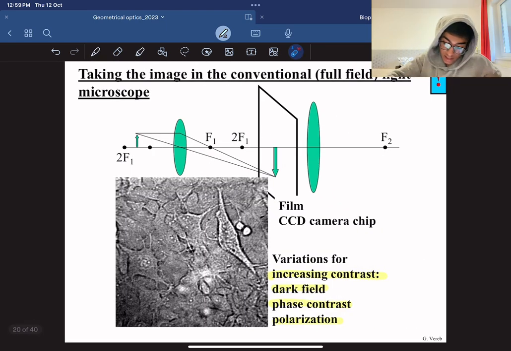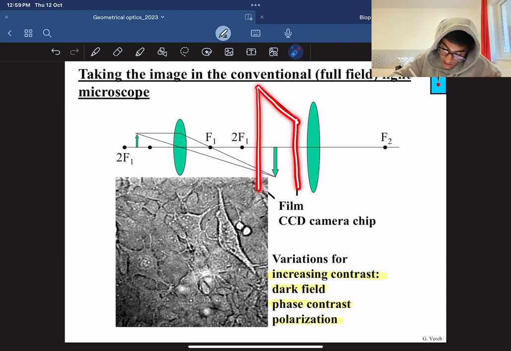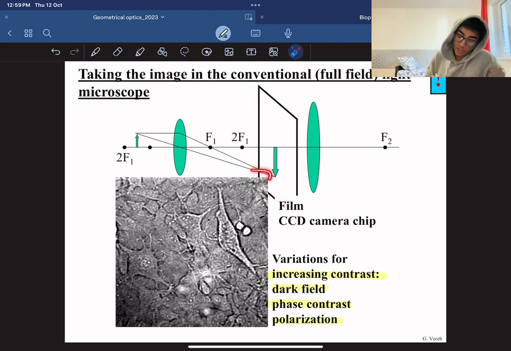Now, see exactly over here, taking the microscope in the conventional full beam light microscope, if you place a film or CCD or a screen, whatever, right at the point of them meeting, then you can capture some things like this. Okay.